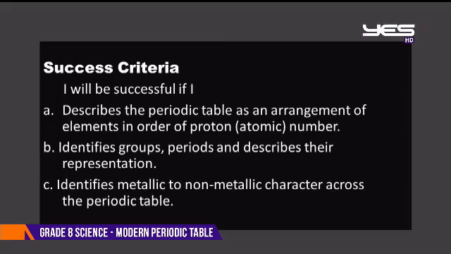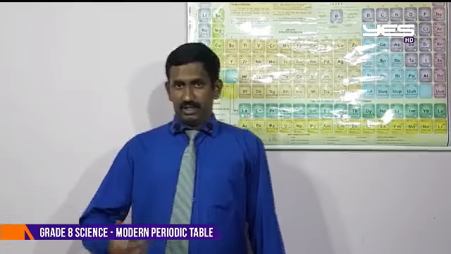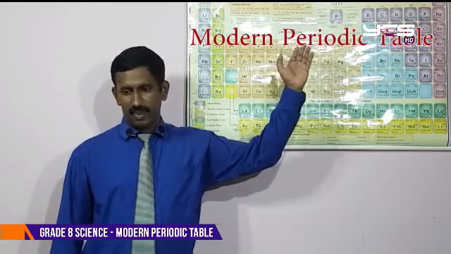Then check learning intention. What's the learning intention? Our learning intention is we will be able to describes periodic table as an arrangement of elements in the order of proton or atomic number, then identifies groups, periods and describes their representation, then identifies metallic to non-metallic character across the periodic table. So we can start our topic. Topic is modern periodic table.